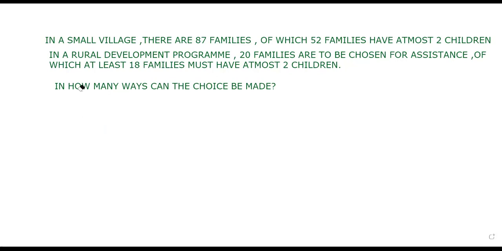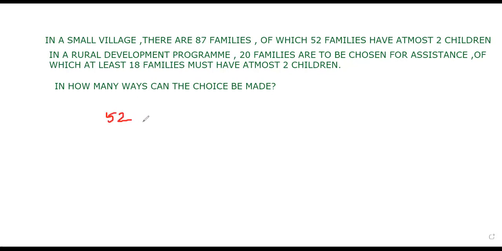No, no, no. You won't be able to choose it from 87. You have to choose it from 35, the remaining. Oh yeah, 2 from 35. 35 is the remaining families. You subtract 52 from 87 and you will get the answer as 35.